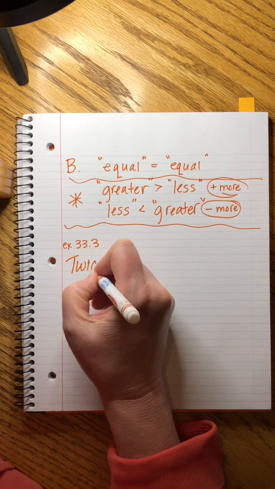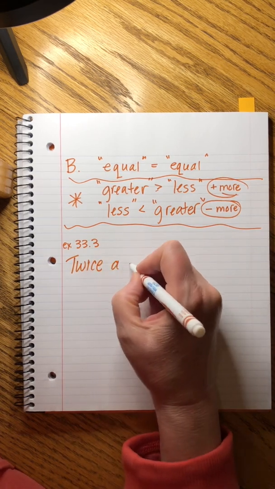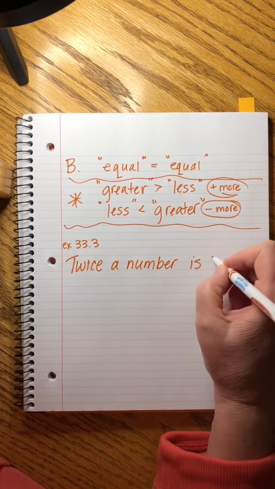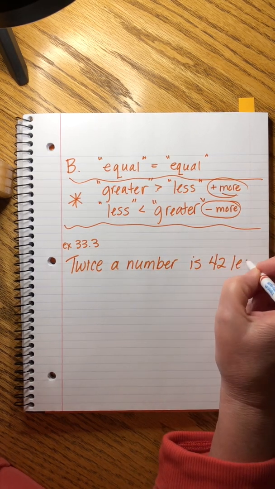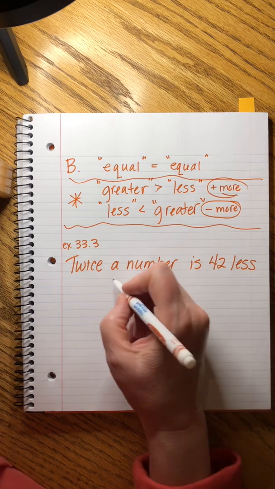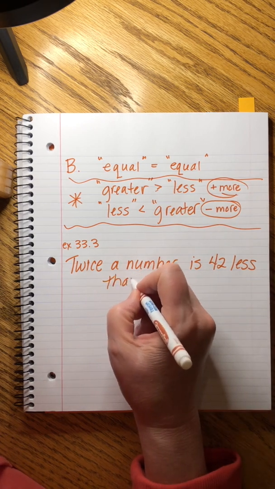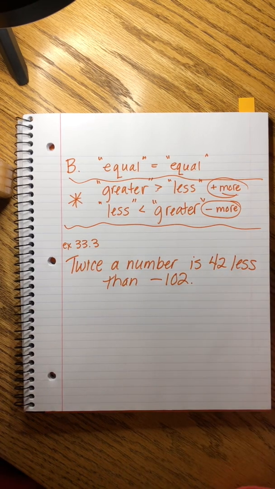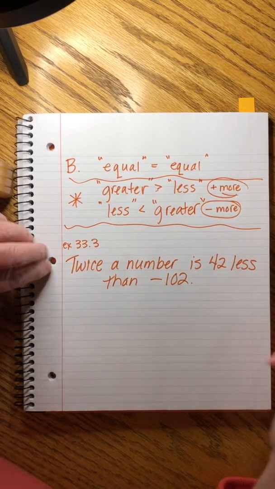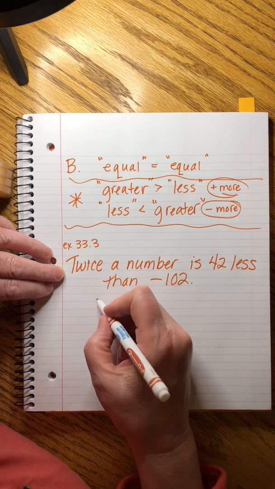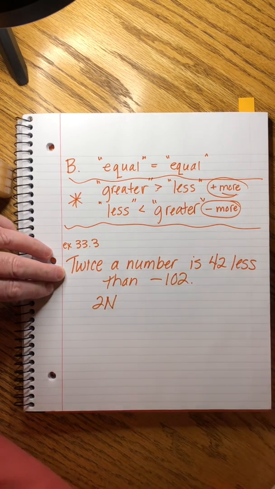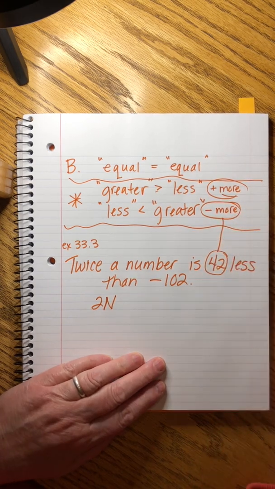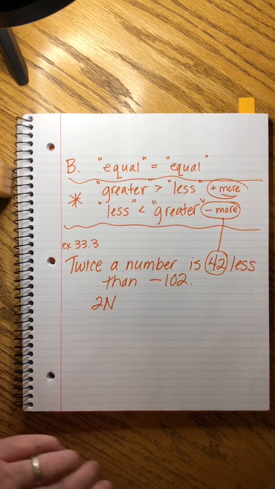Twice a number is 42 less than minus 102. Okay, that's the problem. Now, what has John told us? He's told us that twice a number, which I know I can write, is 2n. Now, this is the more number. This is the number that's going to help me balance it. I ignore that for now.